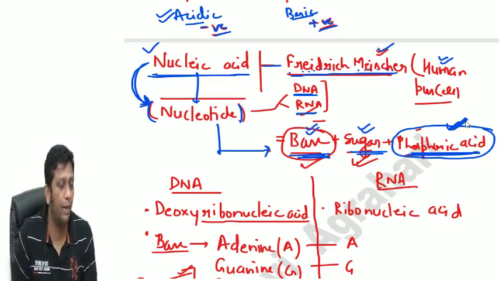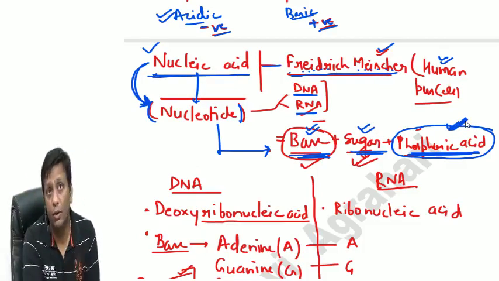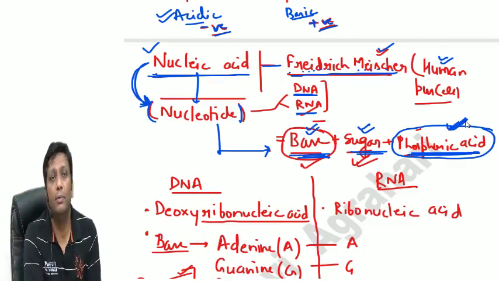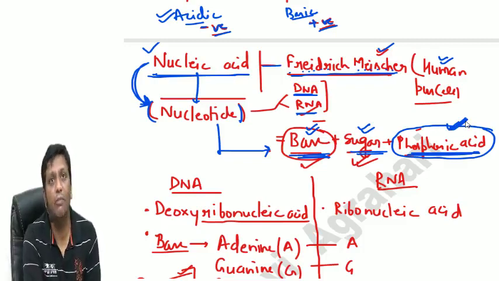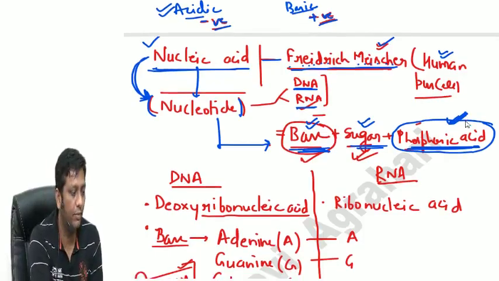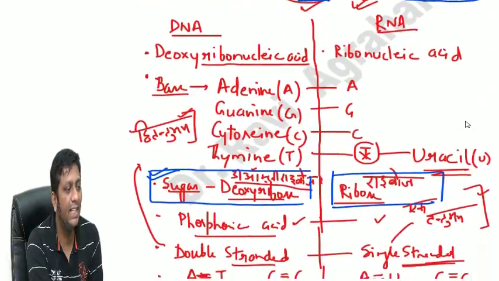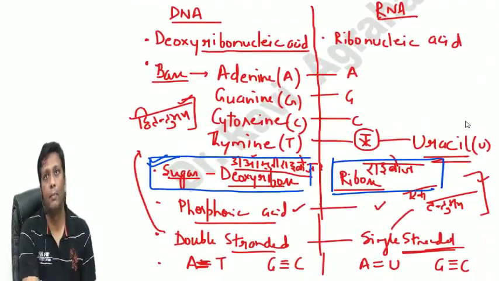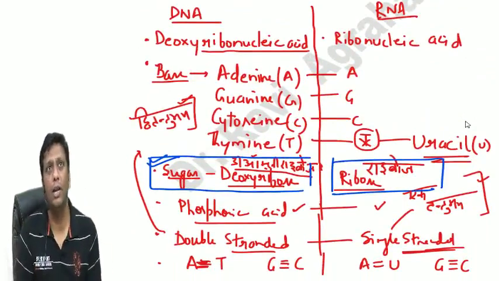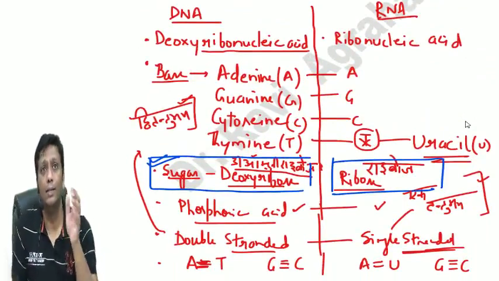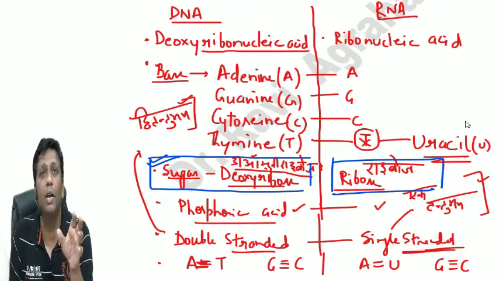Clear, guys? Fine. Now we need to know which type of base, which type of sugar and which type of phosphoric acid are in DNA and RNA. In that way, guys, both will be different. So you see the difference: on one side DNA and on the second side RNA. All the differences are already written here, and everything is in English, so nobody should have any problem.